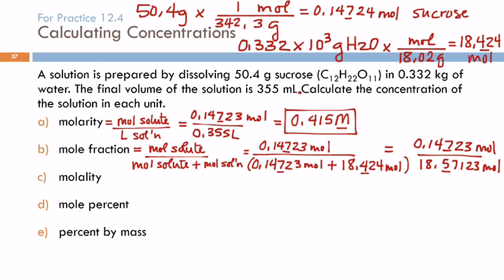So 0.14723 divided by 18.57123. And so this is going to be 0.00793. What's the unit on that? Moles cancel. There's no unit. Mole fraction has no unit. If we wanted the mole percent, oh look, letter D wants mole percent. How do we make this into the mole percent? Times 100.